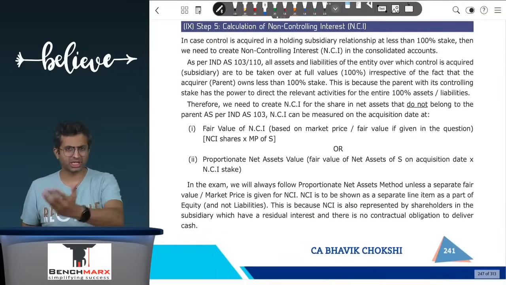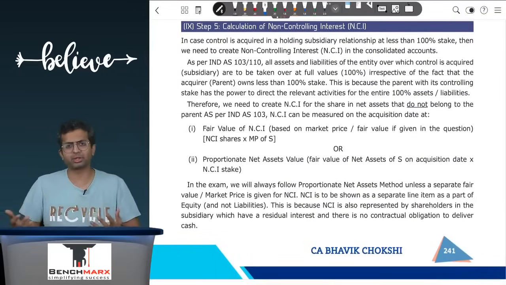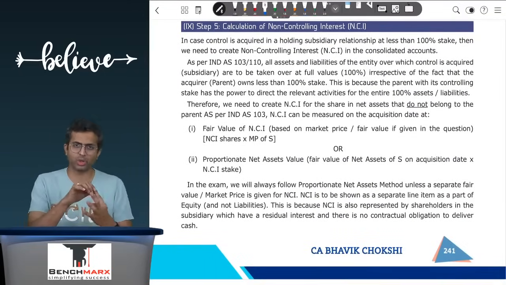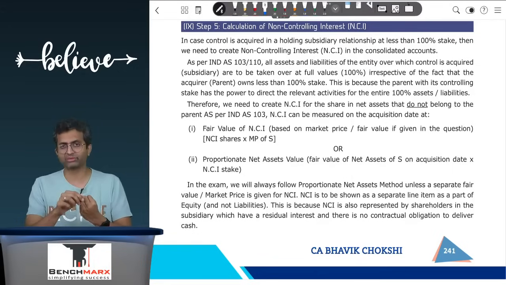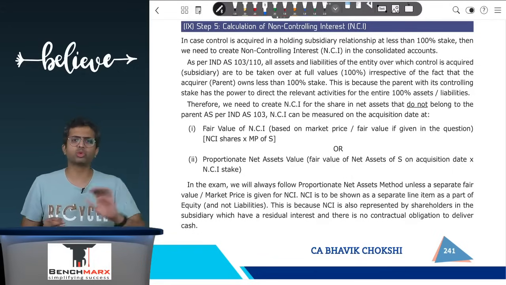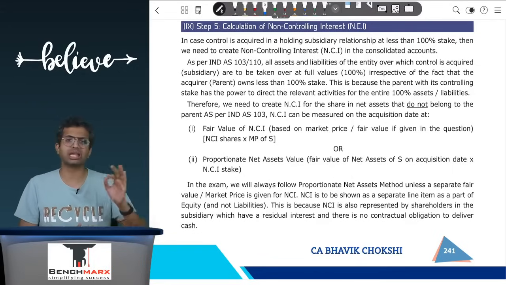Step number 4 is net assets, which we will discuss in some time. But step number 5, sir, what were the steps? Acquirer, acquisition date, purchase consideration, and usually net assets. But before we come to net assets, we would like to discuss non-controlling interest, NCI.